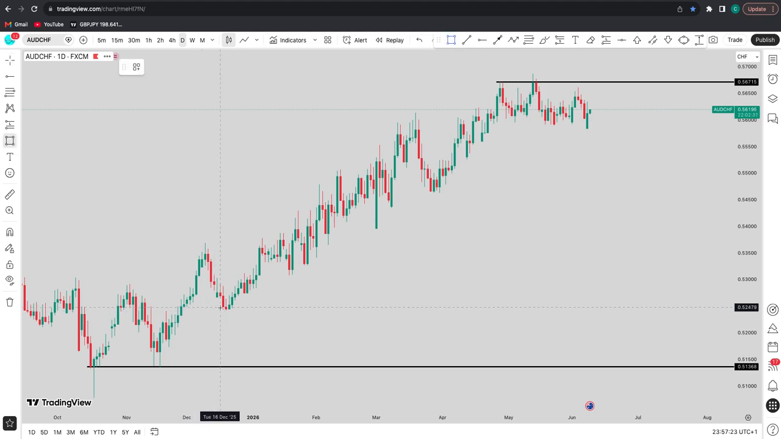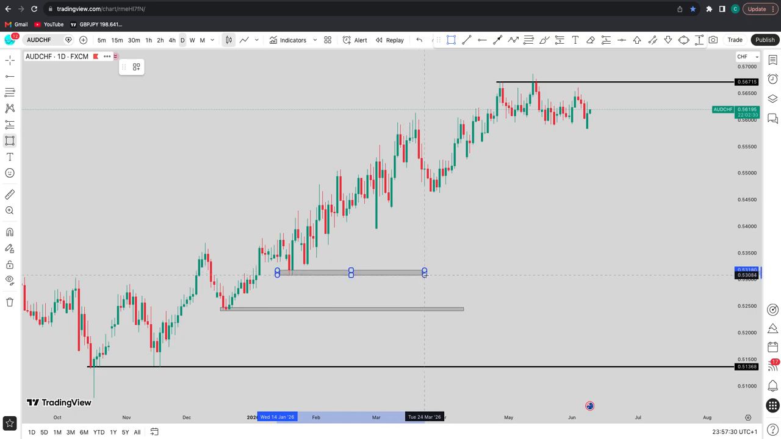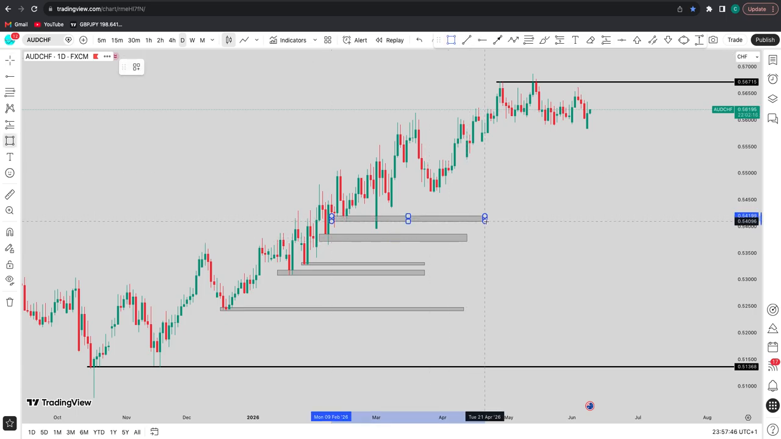First, we have a support here. We have a support here. There's another support here. Right here. This one and this one, they are both in the same space. So for this one, this will be my support.